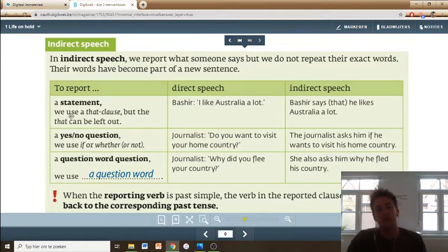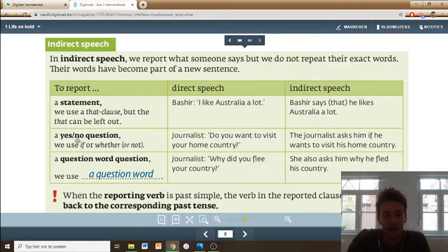Okay. So in reporting about a statement, we use a that clause, but this that can be left out. Let's have a look at that. We get a direct speech sentence here. There's this person who says, "I like Australia a lot." You always recognize direct speech, guys, by these quotation marks. Someone is saying this. And in indirect speech, you have to leave them out because we don't show the words in a direct way. So in indirect speech, this becomes: Bashir says that he likes Australia a lot. Remember that in this that clause, you can leave the that out. Okay, Bashir says he likes Australia a lot is also perfectly good.